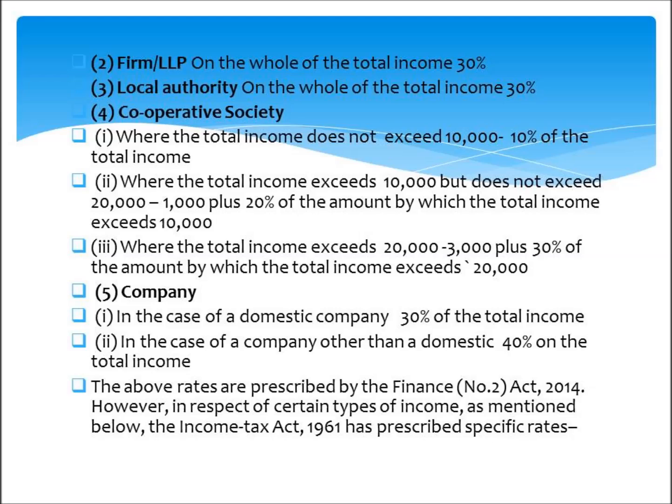In case of firms and LLP, that is limited liability partnership, the tax rate applicable is 30% on the whole of the total income. We have to pay, that is the firm or the LLP has to pay 30% of the total income earned by them during a year as income tax. Local authority, the same way, they also have to pay 30% of their total income as income tax.